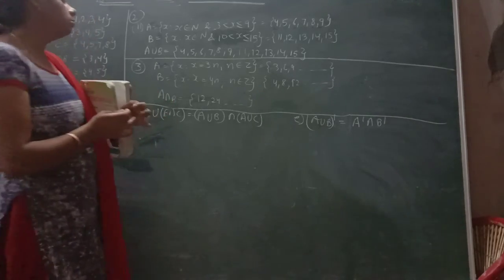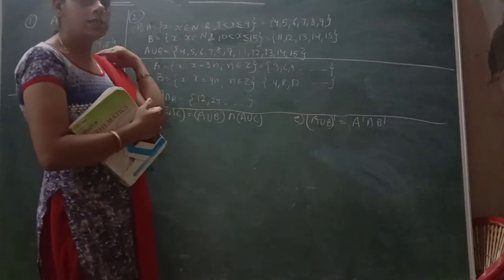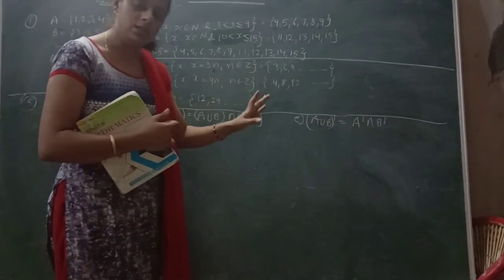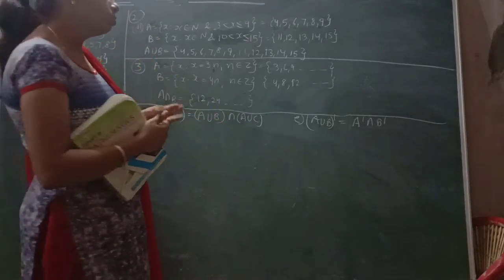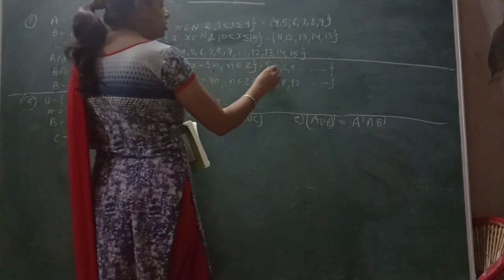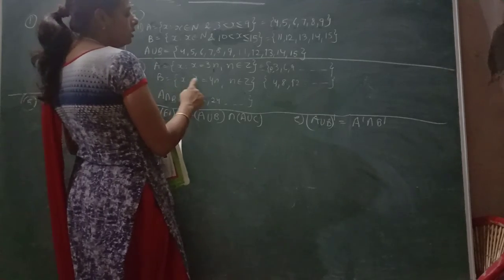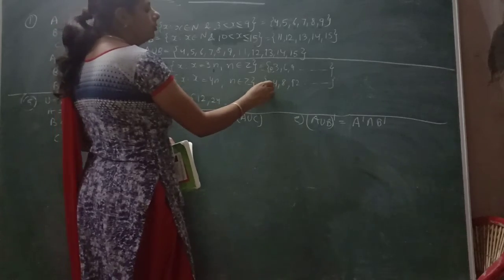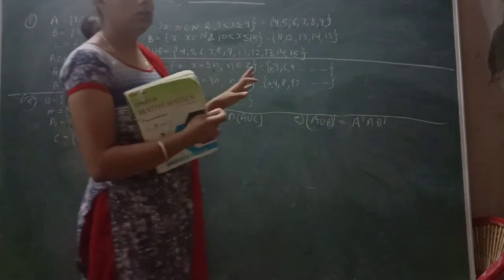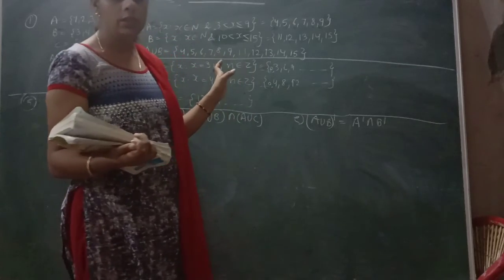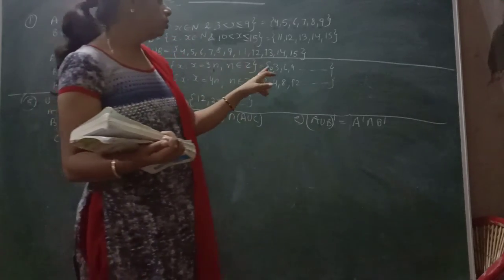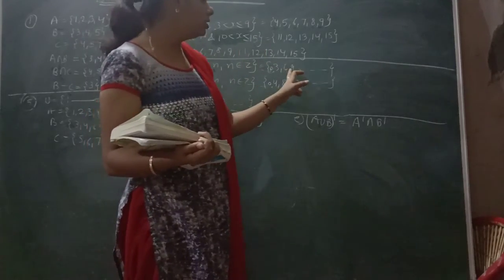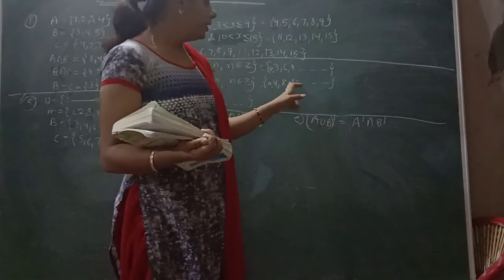So come to question number 3, where it is given in set builder form. x equal to 3n, that is a multiple of 3, and n belongs to integers. It means you have to take negative as well as positive. Here x belongs to the multiples of 4, and n belongs to integers. These are infinite sets, so you just have to take the idea. Multiples of 3 are 0, 3, 6, 9, and of 4 are 4, 8, 12.